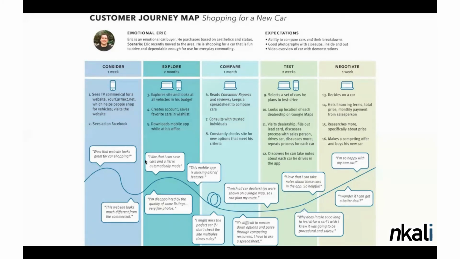So he can either be really happy about the things that are available for him to see, or he's disappointed by the quality of some of the listings and he doesn't have enough photos, right? Now, this might be on your website or your mobile app, depending on your business, right?